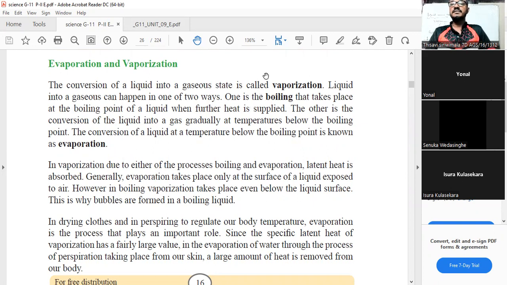Boiling will take place at the boiling point of a liquid, when further heat is supplied.